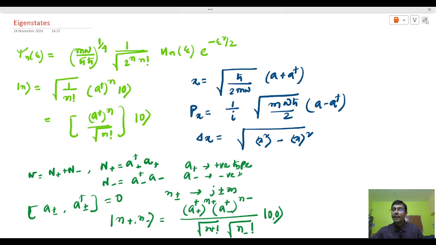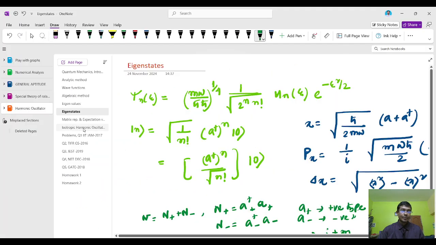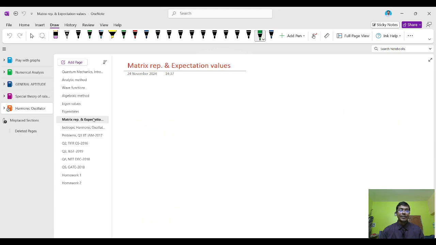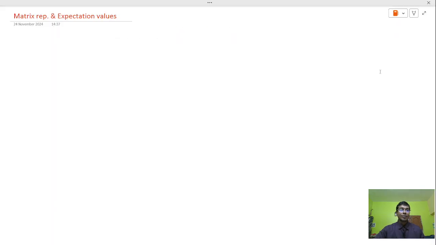And our one more topic is basically the matrix representation and expectation form. So basically in this matrix representation we have some state vector representing with this matrix form.